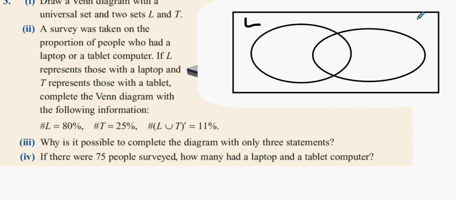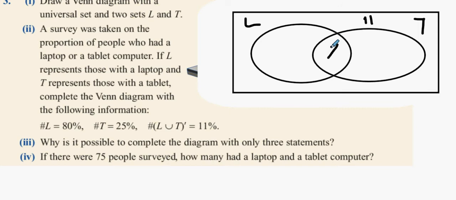Now, what do we have here, guys? 80% for laptops, which is just 80. 25% for tablets. And then laptops union tablets complement is 11. I think that means 11 on the outside, do you? Yeah, because it means laptops or tablets, everything that isn't a laptop or tablet is 11%. So that's 11 on the outside. Everybody cool with that?